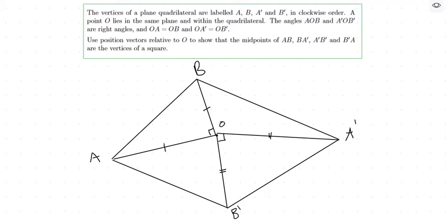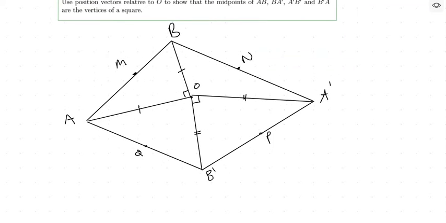Use position vectors relative to O to show that the midpoints of AB, so we'll call this M, N, B A dash, P and Q, form the vertices of a square. Okay, so if I just draw those in a different colour, red. So we're trying to show that these form a square.